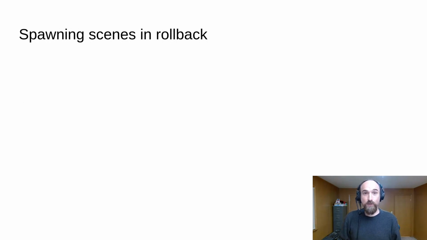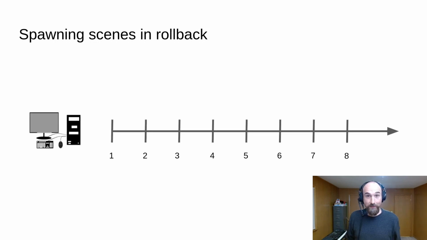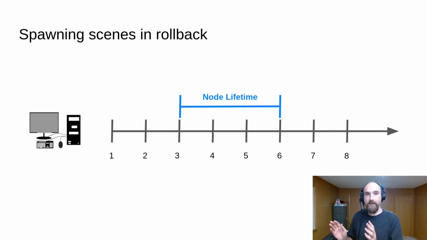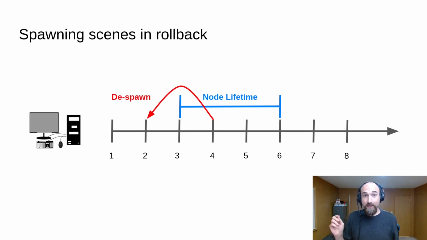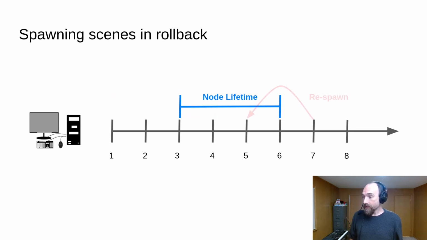We're also going to need to spawn and despawn some scenes, which is a tricky problem in rollback, and let me show you why. Here is one of our familiar timelines. Let's say we spawn a scene on tick number 3 and despawn it on tick number 6. If we're on tick number 4 and roll back to tick number 2, we need to despawn the node, because when we're resimulating tick number 3, maybe the thing that caused this scene to get spawned in the first place won't happen this time. Maybe we predicted something incorrectly, and now that we have all of the real input, it will play out differently.